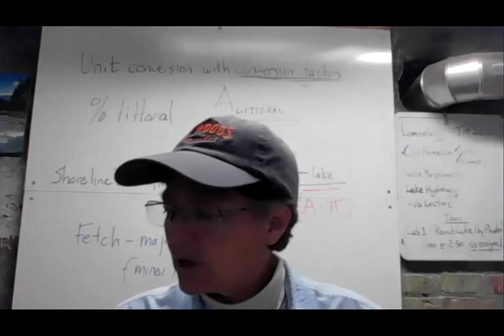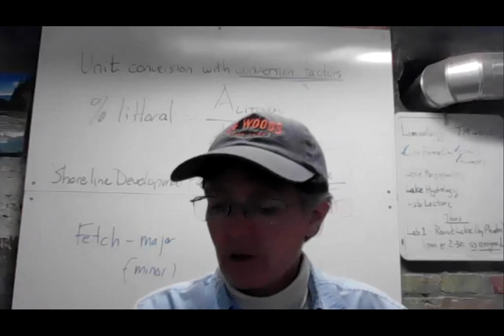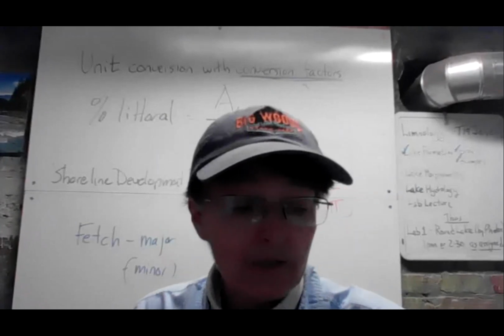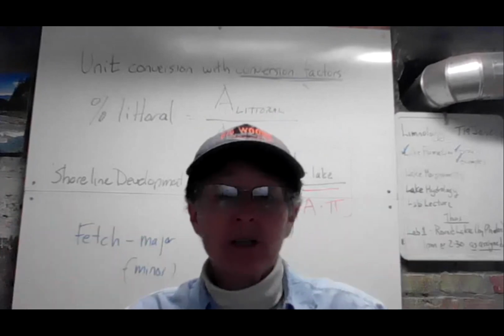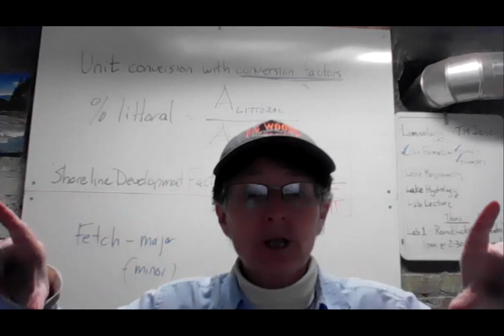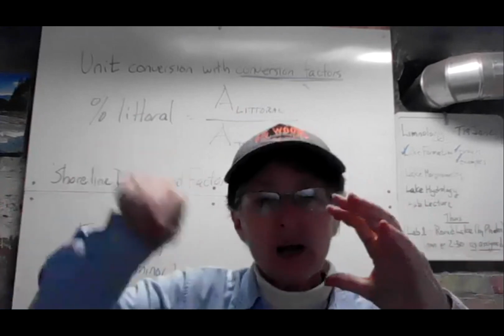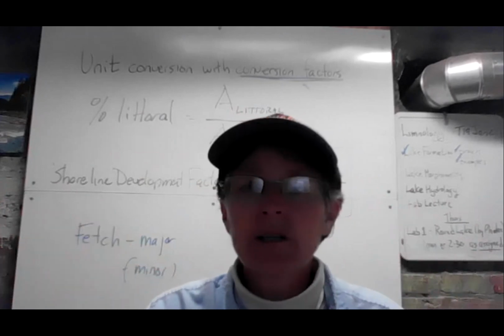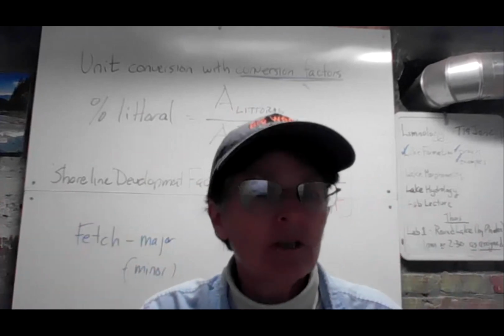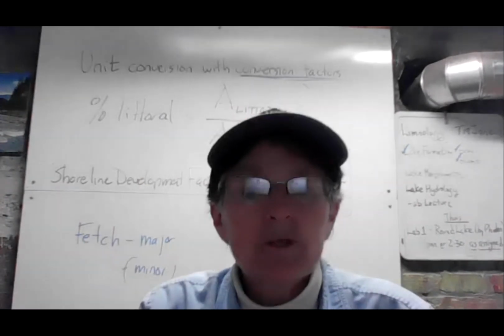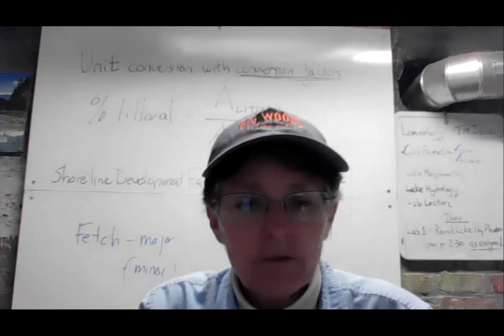There's a difference between a lake that is round and a lake that is long and skinny. There's a difference between a long skinny lake with a long shoreline and a sort of blobby lake that's got lots of bays and points. They might have the same shoreline development factor, but they're still different from each other in a really important way. Let me show you that factor here.